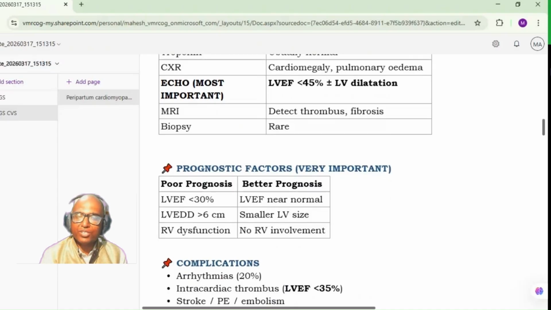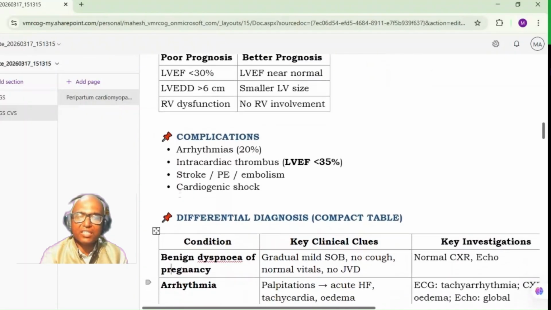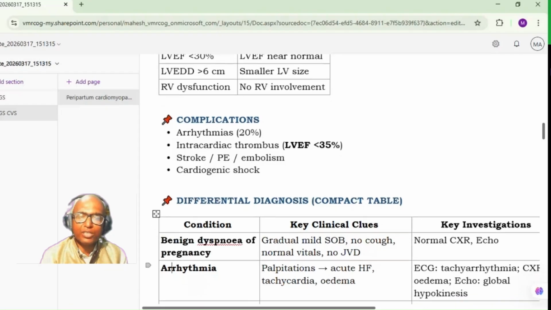So prognostic factors: if you have left ventricular ejection fraction less than 30%, left ventricular end-diastolic dimension more than 6 centimeters, right ventricular dysfunction, poor prognosis. Better prognosis if LVEF is near normal, smaller left ventricular size, and no right ventricular involvement. What are the complications which are seen in PPCM? Arrhythmias, 20% of patients. Intracardiac thrombus, if the LVEF is less than 35%. Stroke, pulmonary embolism, cardiogenic shock.